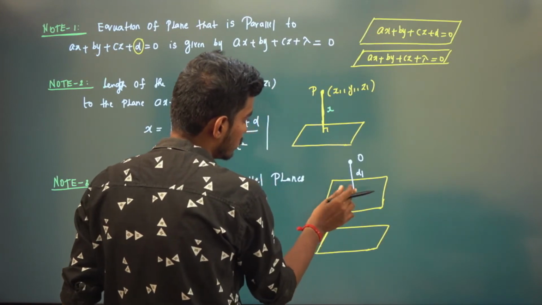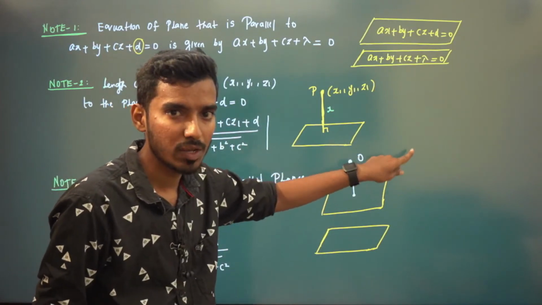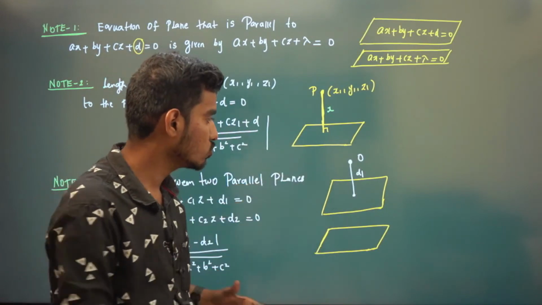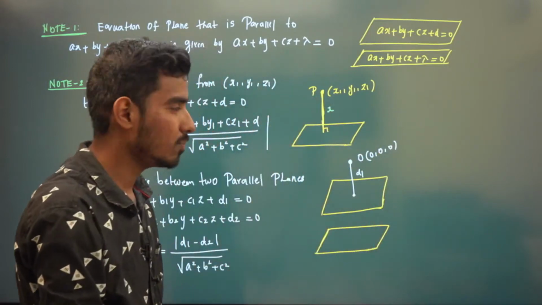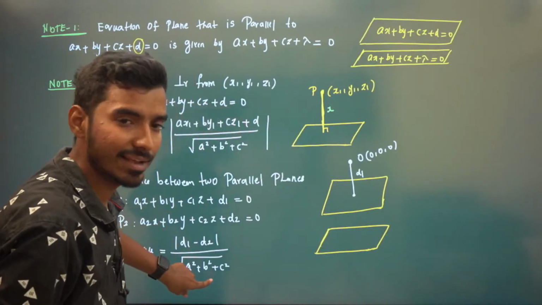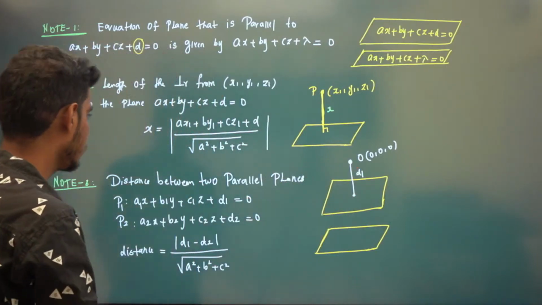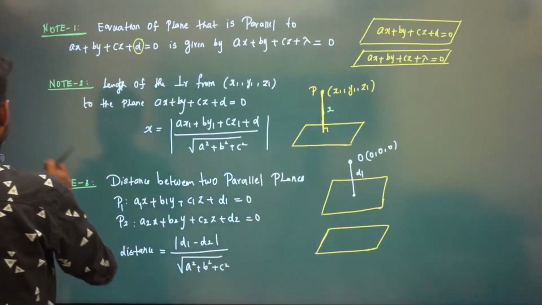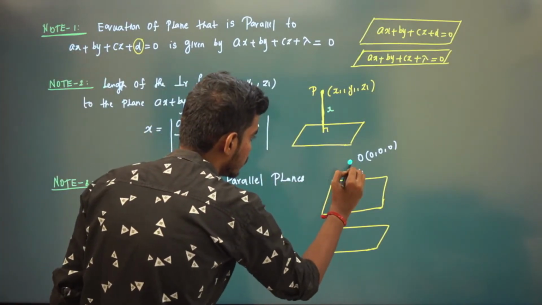Now what is the formula for d1? It is the modulus of ax1 plus by1 plus cz1 plus d1 divided by root of a square plus b square plus c square. Here x1, y1, z1 are 0, 0, 0. So you just apply note 2, with x1, y1, z1 to be 0, 0, 0. So you will have d1 divided by root of a square plus b square plus c square as the perpendicular distance from the origin to the first plane. Similarly, you find the perpendicular distance from the origin to the second plane.